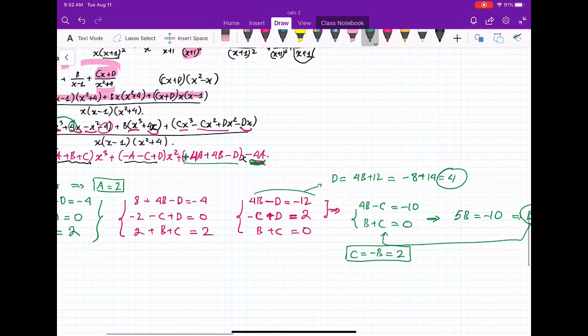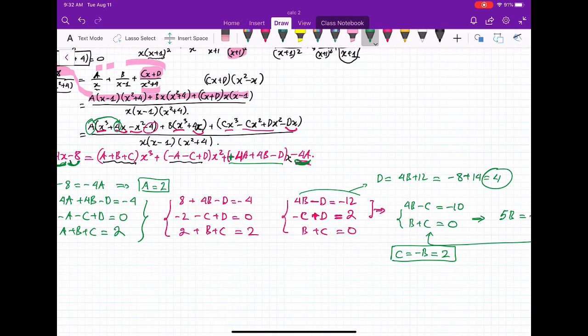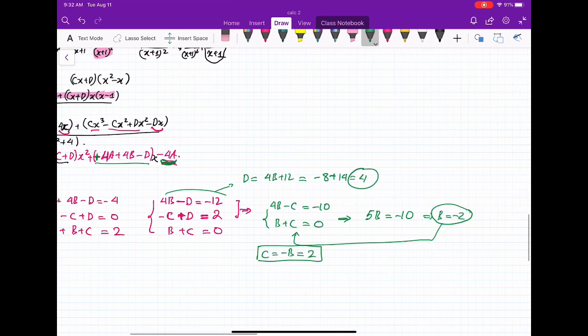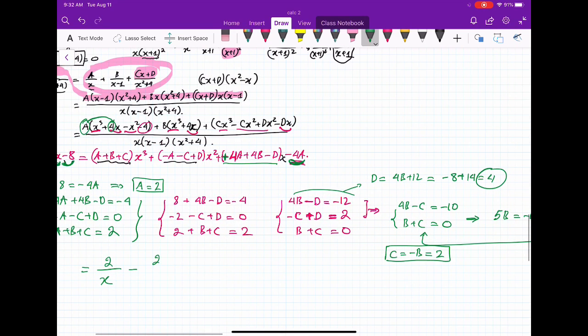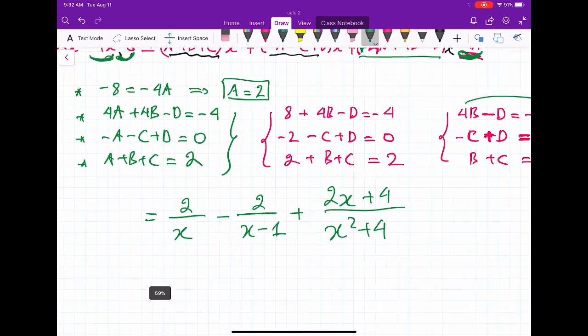Then I can plug a, b, c and d into the formula right here. We have that. Okay, let me copy it in here, right? So what is a? a is 2, so I have 2 over x. b is negative 2, so I have minus 2 over x minus 1. And c is 2x, right? d is 4, divided by x squared plus 4. You see, that is our function.